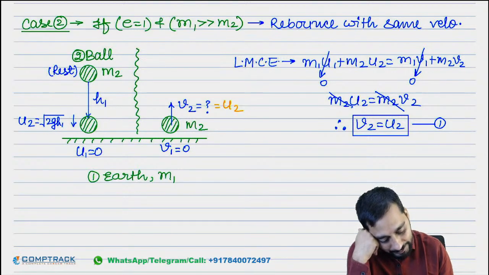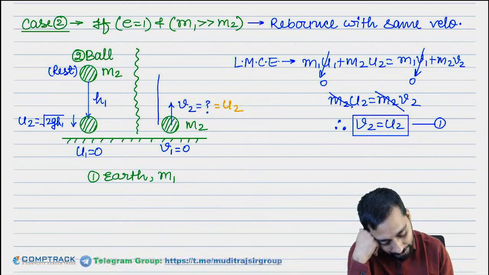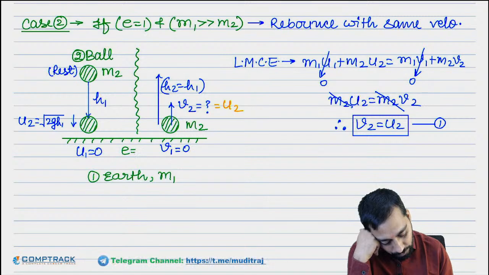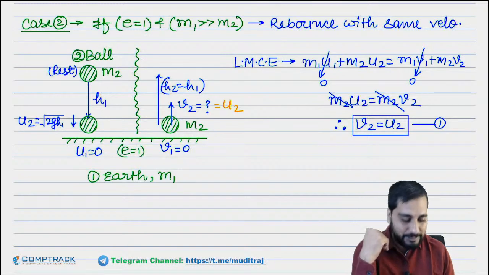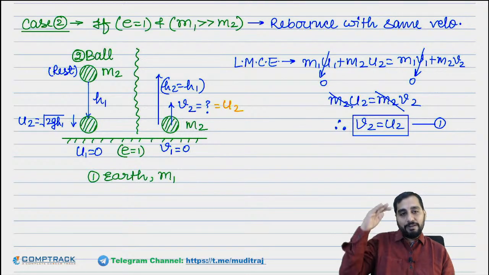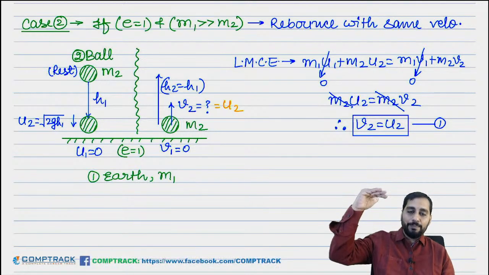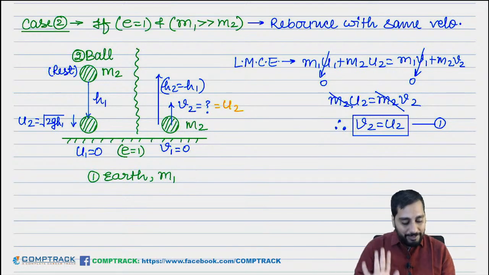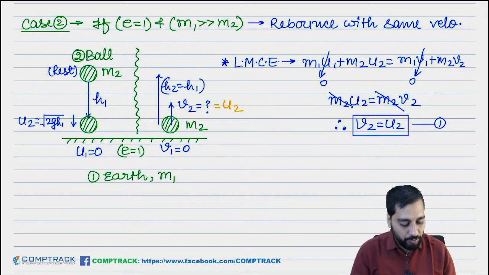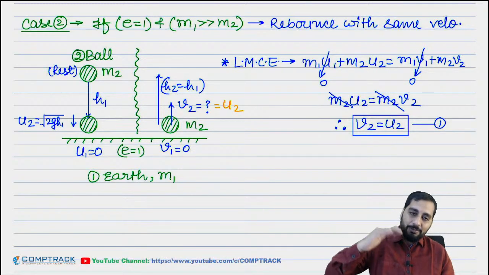So how much height will it travel now? It will go up by the same height. So h2 will be equal to h1. Okay, h2 equal to h1. So this is the e equal to 1 case, a perfectly elastic collision. For a perfectly elastic collision, it will come down and again go up to the same height. But it is an ideal case. Okay, कितना भी अच्छा ball elastic हो, after some time the height will decrease.